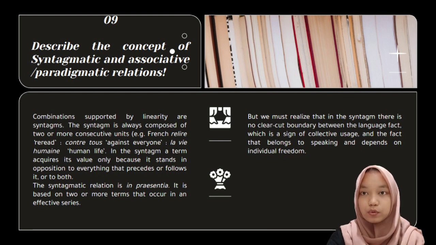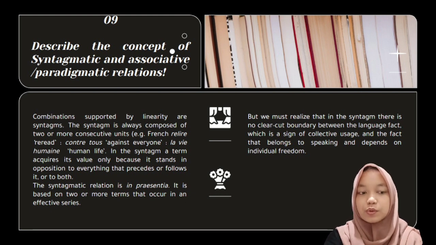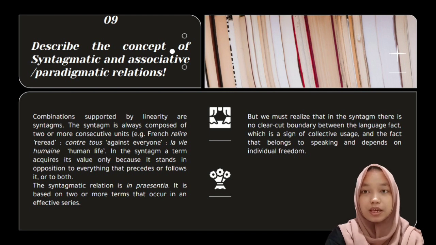The syntagmatic relation is in presentia. It is based on two or more terms that occur in an effective series. But we must realize that in the syntagm, there is no clear-cut boundary between the language fact, which is a sign of collective usage, and the fact that belongs to speaking and depends on individual freedom.